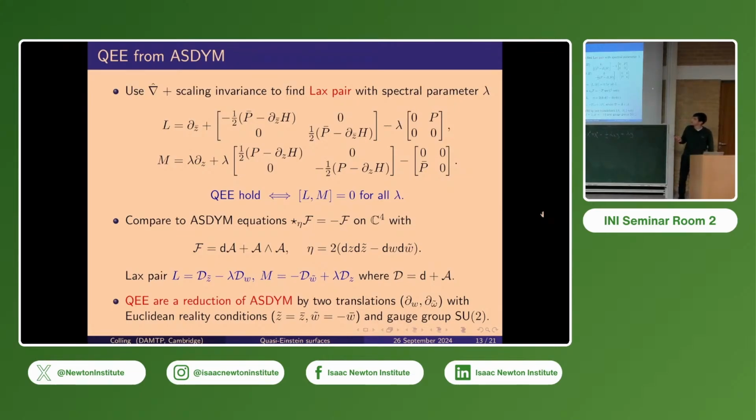This simply means that these functions in here do not depend on w and w tilde. And moreover, if we take Euclidean reality conditions, so we take a slice such that z tilde is z bar and w tilde is minus w bar, so that this metric eta becomes Riemannian, then in fact this connection takes values in the Lie algebra of SU2. For example, this matrix here is going to be the z bar component of A, this is going to be the z component of A, and you can see that the z bar component is minus the adjoint of the z component. And similarly for A_w and A_w bar. So in fact, we obtain an SU2 connection.